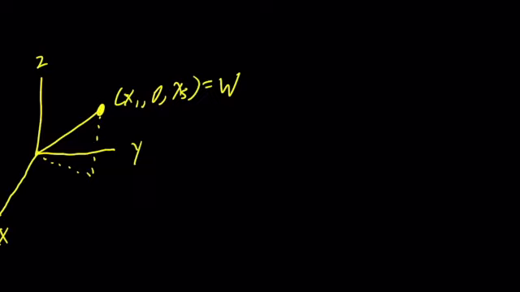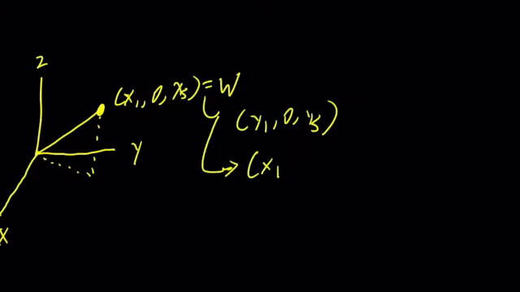Now, is it closed under addition? And if so, why? And it turns out that it is, as the sum of any two vectors in the xz plane must also lie in the xz plane. In other words, if we have (x1, 0, x3) and (y1, 0, y3), and we were to add the two of them, we end up getting the following coordinates over here. And it turns out it's also in the set W.